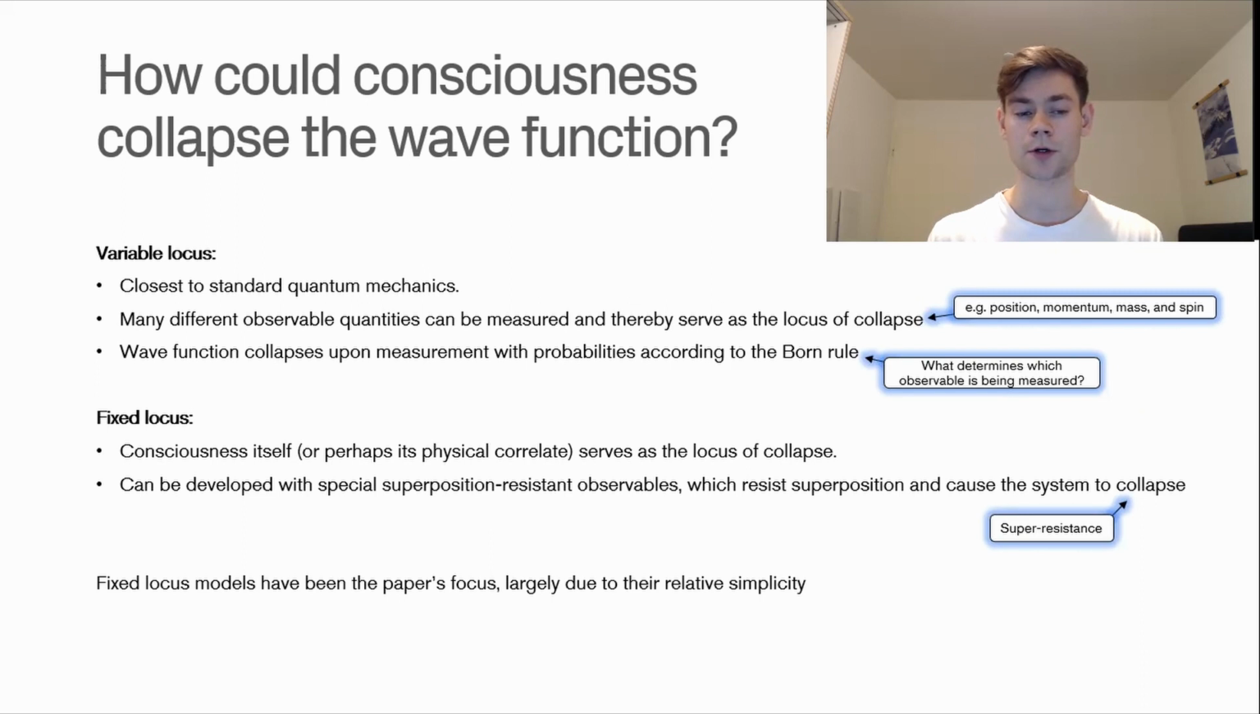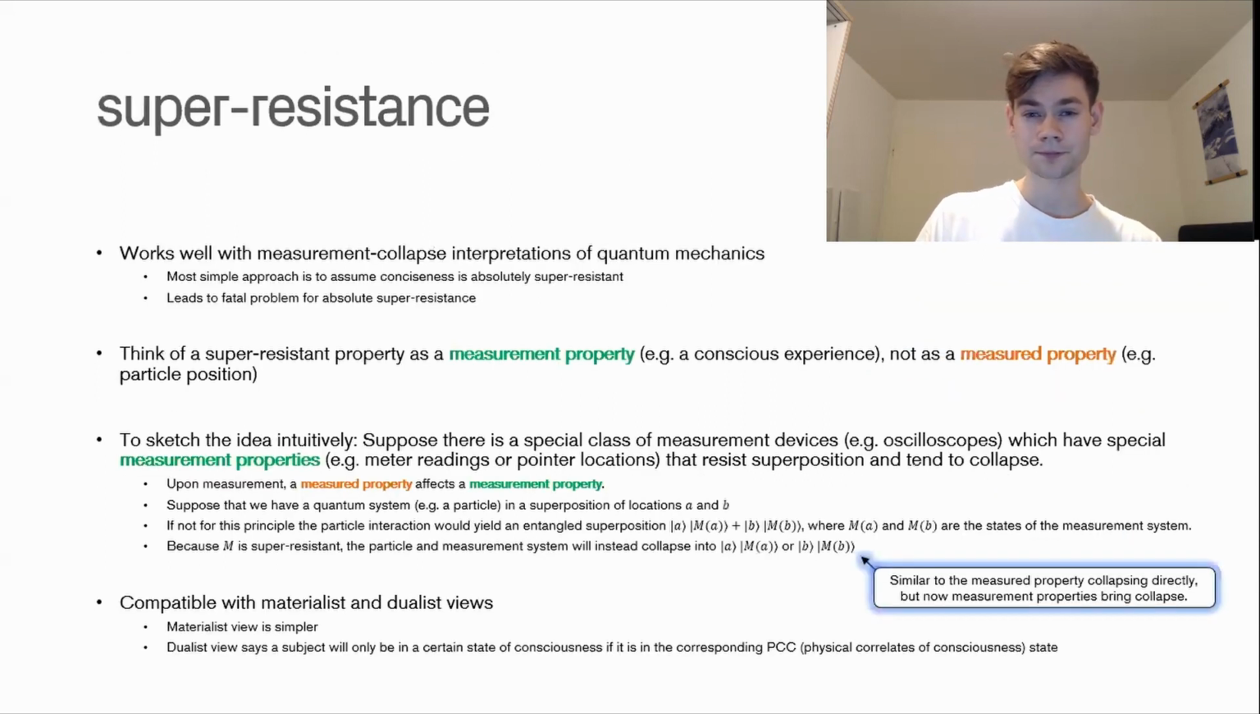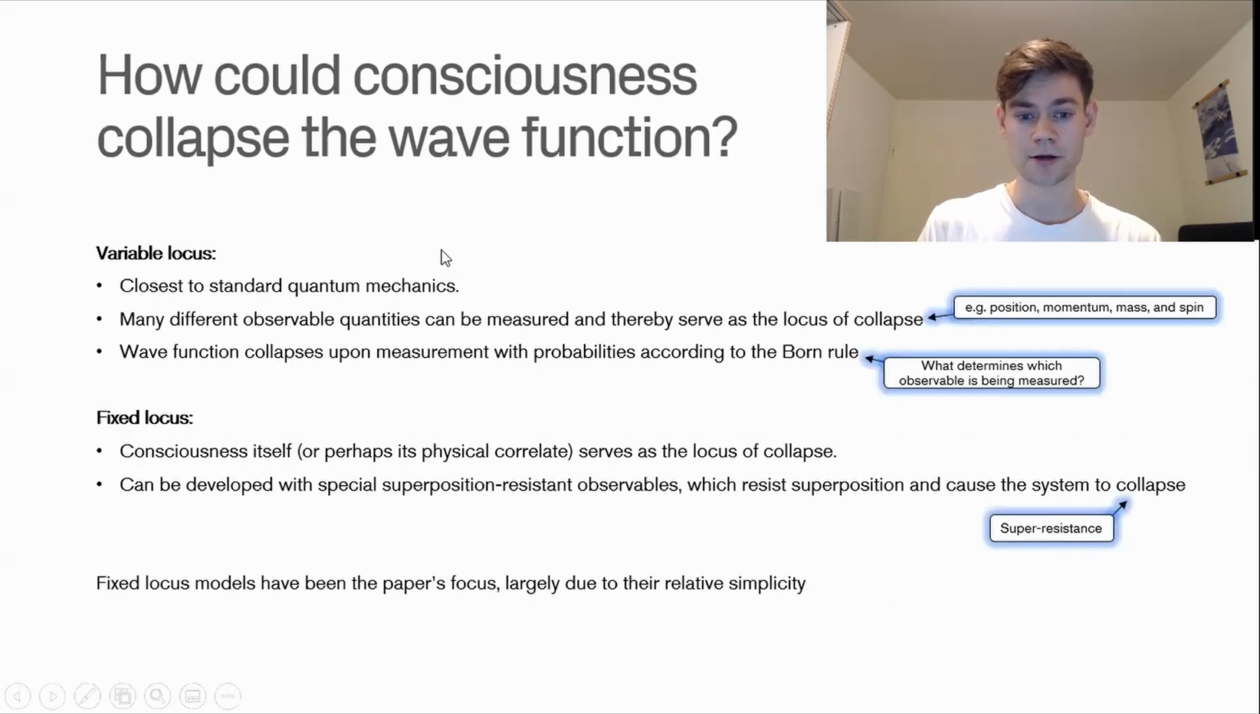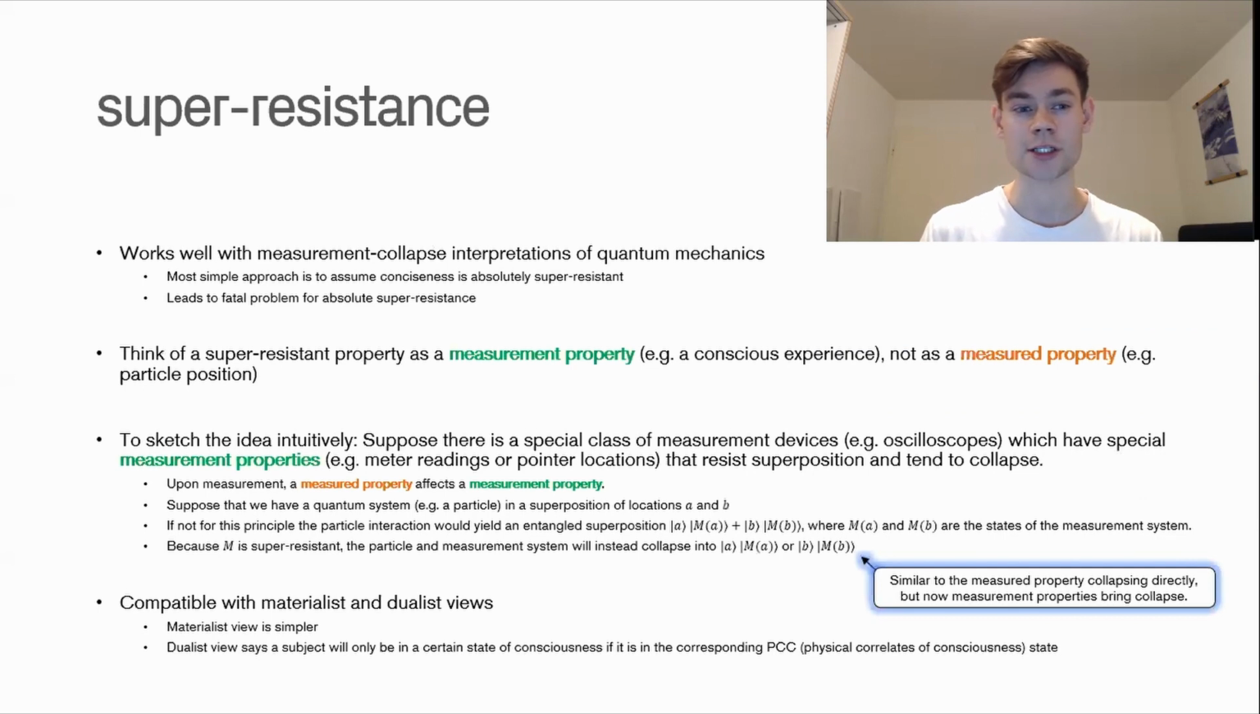And the fixed locus models are simpler. They limit complexity. And much for that reason, those are the ones that they move forward with in this paper. So going forward, we're going to consider the fixed locus models. The next thing that we need to look into in more detail is this super resistance. So we mentioned it here, superposition resistant observables, which we just for short say super resistant.